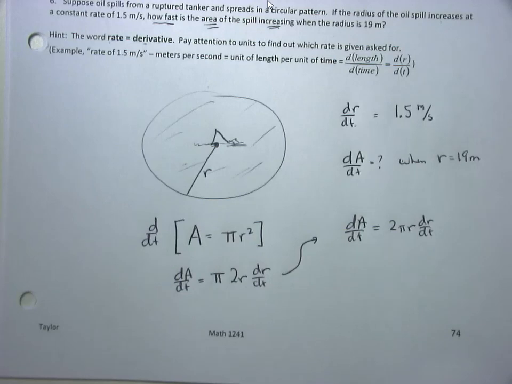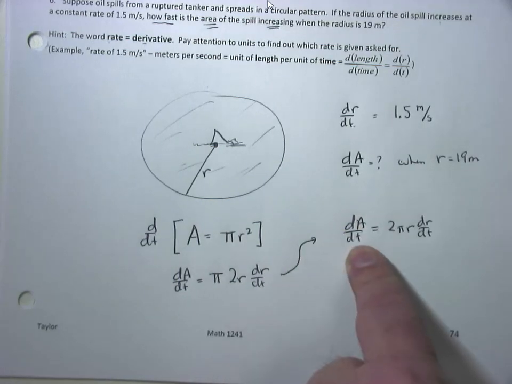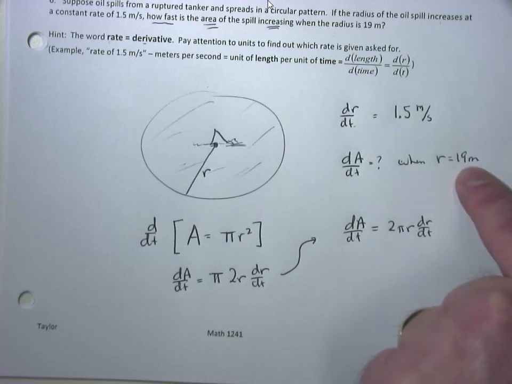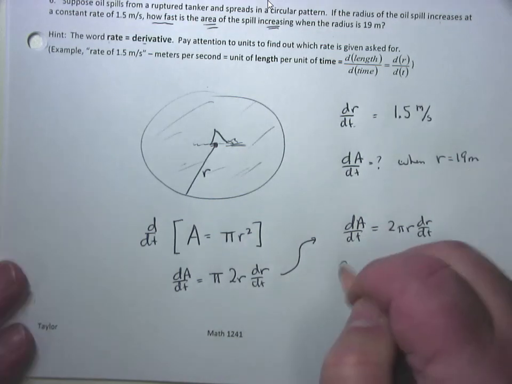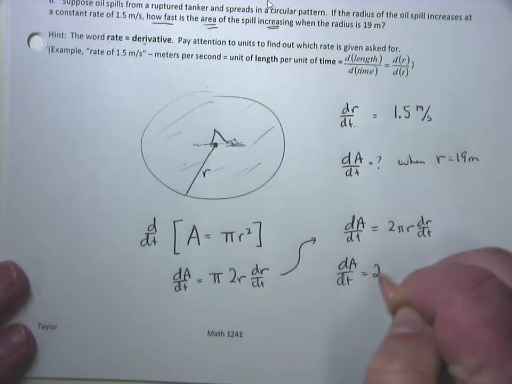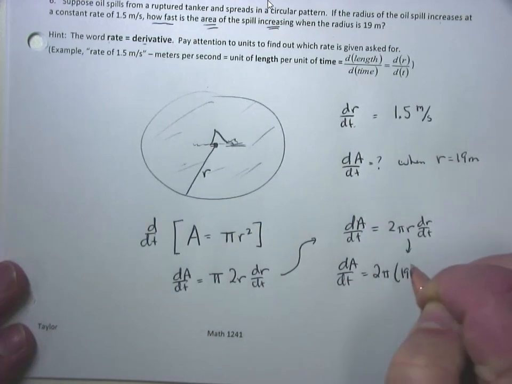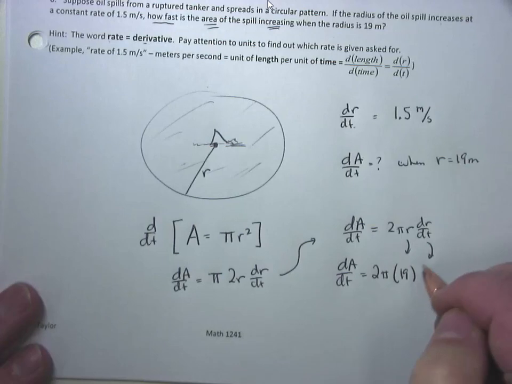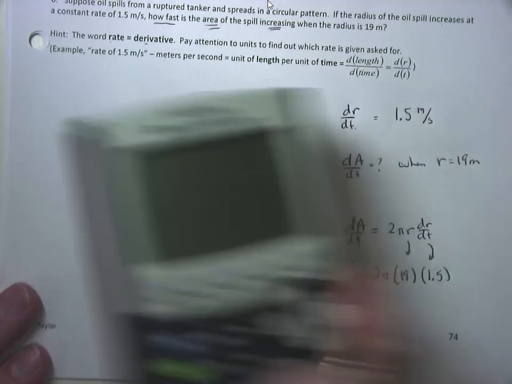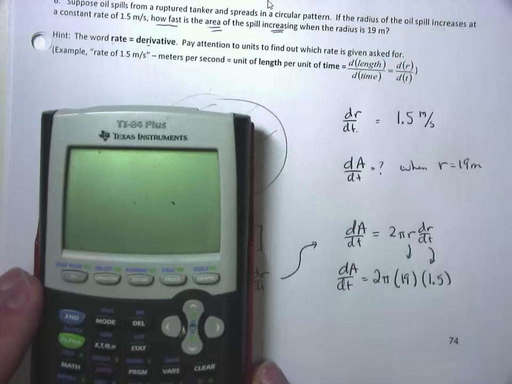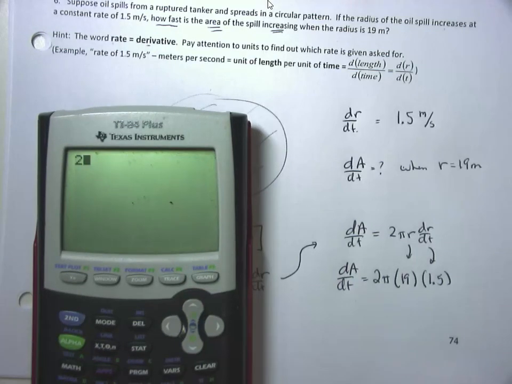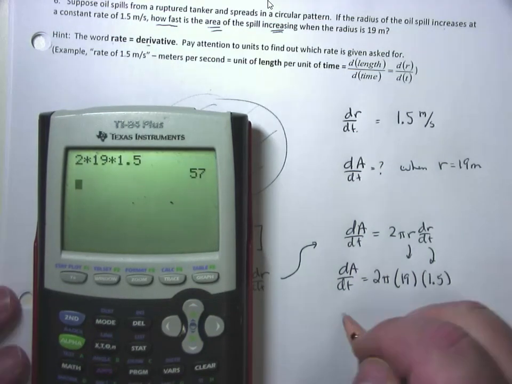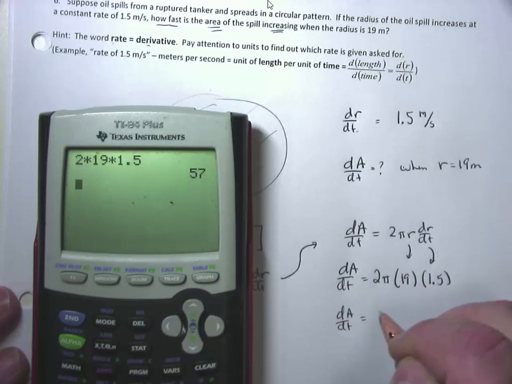What do we want to find? We want to find dA over dt. So this is the guy I'm looking for. When the radius r is 19 meters, I'm going to plug that in. So dA over dt is equal to 2 pi times r, which is 19 meters. And dr over dt is how much? They gave that to me as well. What was that? 1.5. I'm going to leave the answer in terms of pi. 2 times 19 times 1.5 gives dA over dt equal to 57 pi.